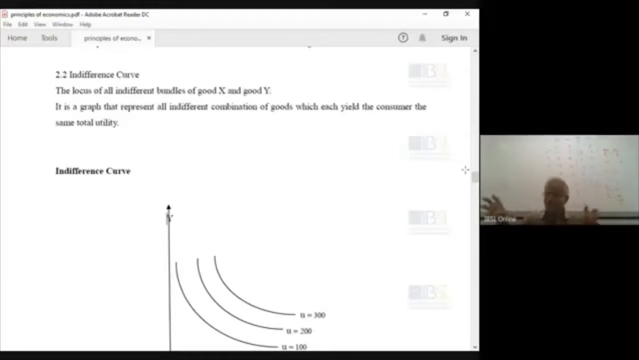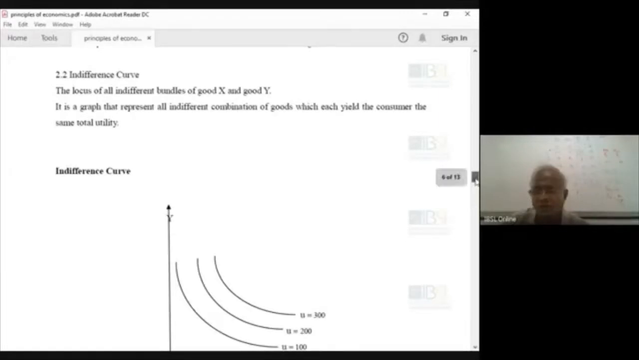Two goods are there, no? X and Y. Using this XY coordinate, we plot this curve. The graph represents all indifferent combinations of goods which yield the same total utility.